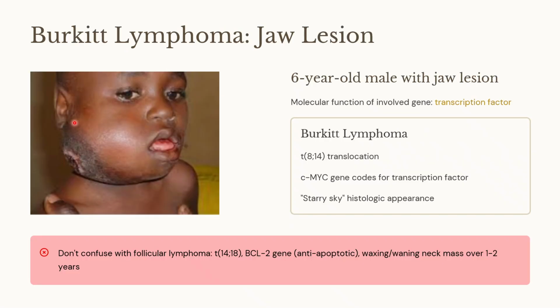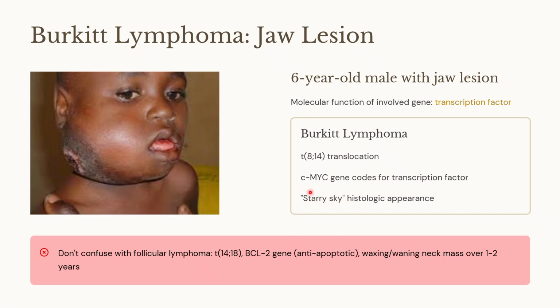What is this? This condition is Burkitt lymphoma, presenting with a jaw lesion. The picture can be given, and the vignette will be a 6-year-old male with a jaw lesion. What is the molecular function of the involved gene? The gene involved is a transcription factor. The translocation t(8;14) is responsible for Burkitt's lymphoma. The gene is the c-Myc gene, which codes for the transcription factor. Histologically, we will have a starry sky appearance.